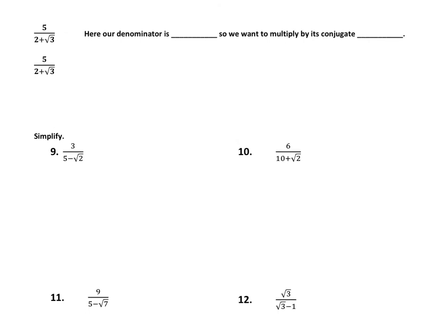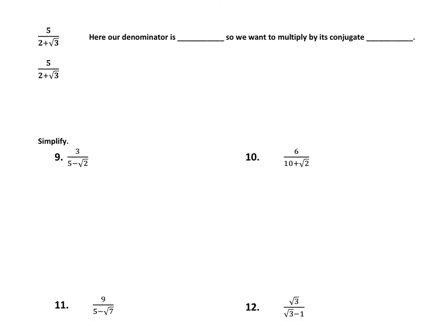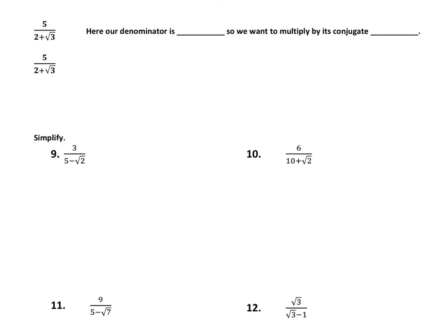The last type of simplifying we will do is when we have not just one radical in the denominator, but we have like a binomial in the denominator. So let's take a look at this one example. So we have 5 over 2 plus square root 3. Now, our denominator in this case is 2 plus square root 3.